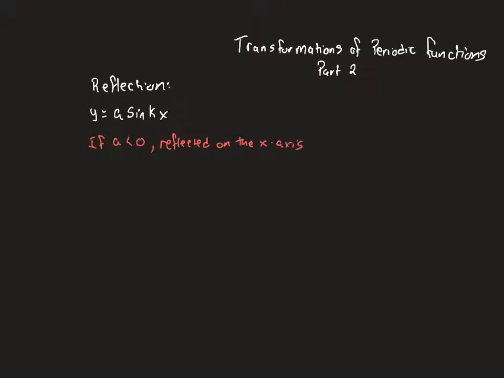Okay? And if k is less than 0, then it's reflected on the y-axis. Okay? So those are reflections in a nutshell. Let's take a look at translations.